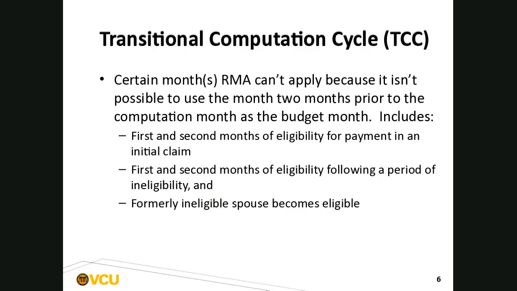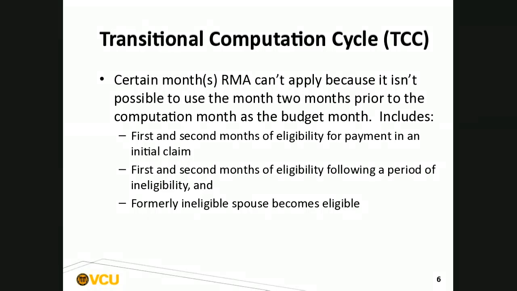So I'm going along getting $750 of SSI, and I get a job, and this job's great, and I'm going to make $2,500 a month. When that happens, they don't do RMA. In that scenario, I don't meet the first criteria of RMA, because based on my income this month, I would not be eligible for an SSI benefit this month. So RMA doesn't apply. So they have this other system called the transitional computation cycle, and the name is so painful.